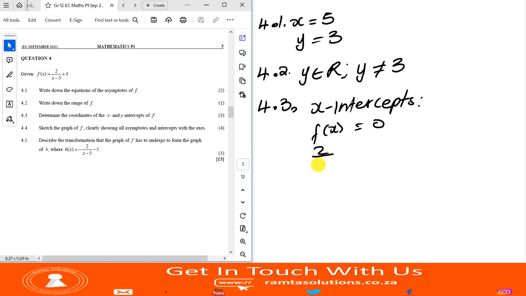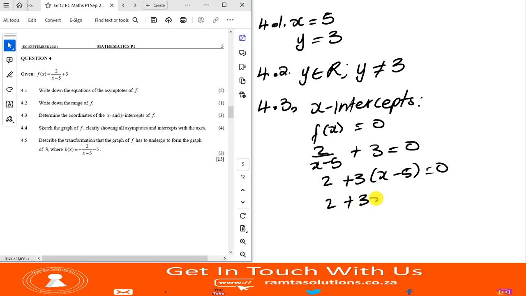That means 2 over x minus 5, plus 3, is equal to 0. So 2 plus 3 times x minus 5 is equal to 0. 2 plus 3x minus 15 is equal to 0. So 3x is equal to 12. Oh, it's not 12, it's 13. My mistake. So x is equal to 13 over 3.